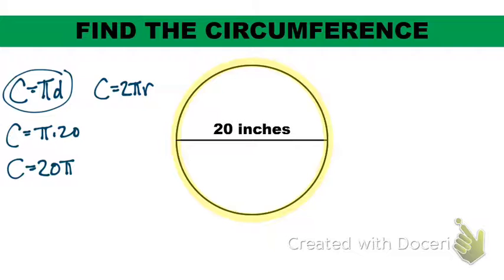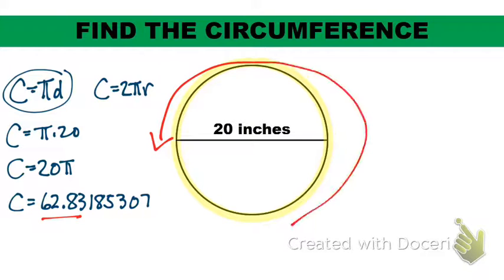And then when you hit the SD button, you'll see that you get 62.83185307. And we're required to round off to the nearest hundredth. So we just found out that the circumference, or the distance all the way around the outside of the circle, is 62.83 inches.